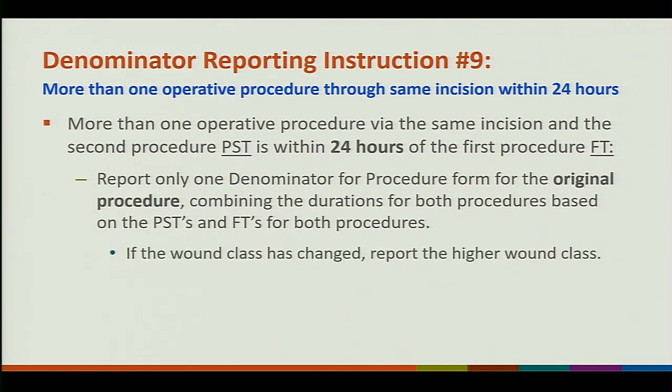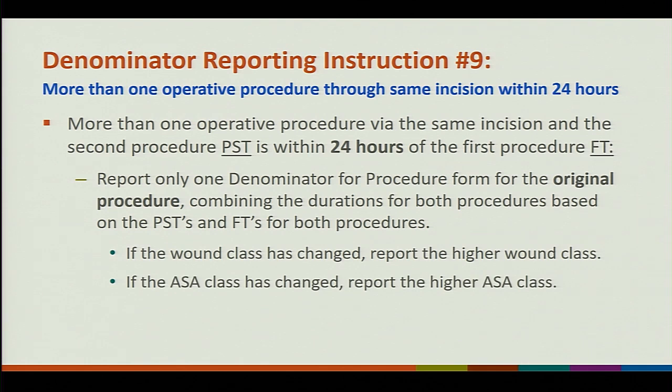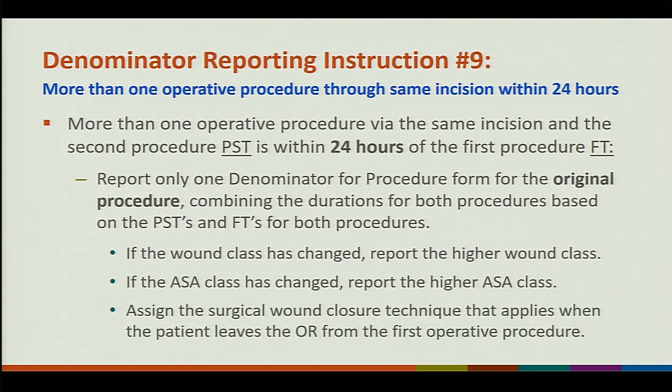Now, if the wound classes change, you want to report the higher wound class. If the ASA classes change, report the higher ASA class. And you want to assign the surgical wound closure technique that applies when the patient leaves the OR from the first operative procedure. So it's basically like we treat the second procedure as an extension of the first.